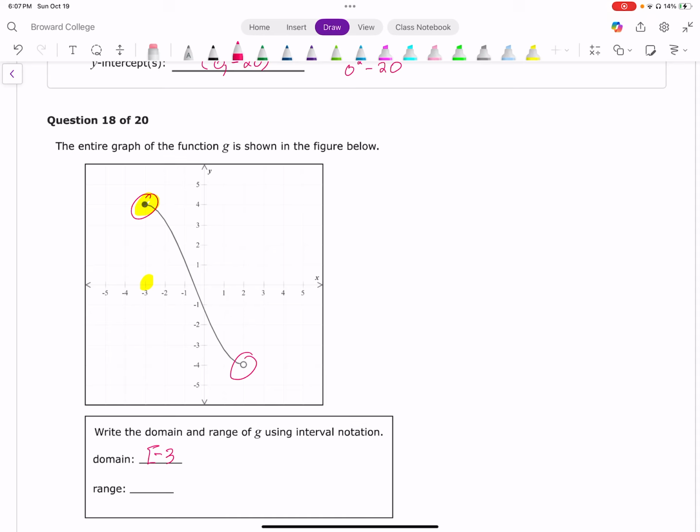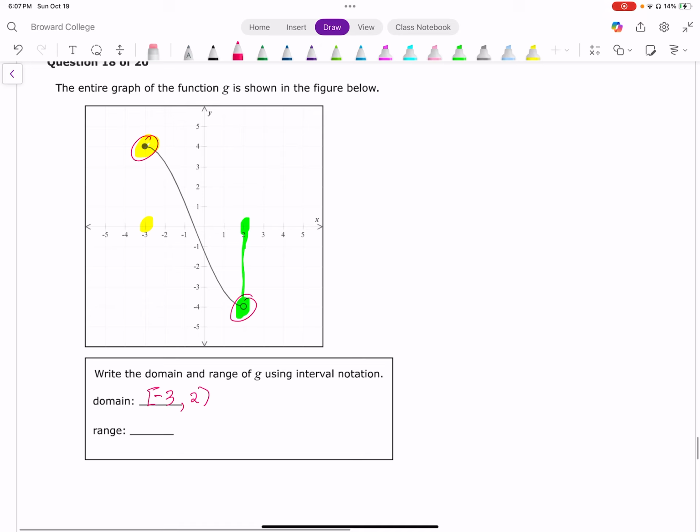And then the other x value is right here. But that's an open circle, and it stops at 2. So therefore, it's going to be comma 2, and that takes a parenthesis. You follow the same suit with your range. It meets the range at 4 right here. It's a closed circle, so it's a bracket.